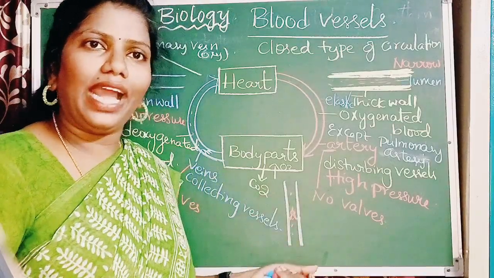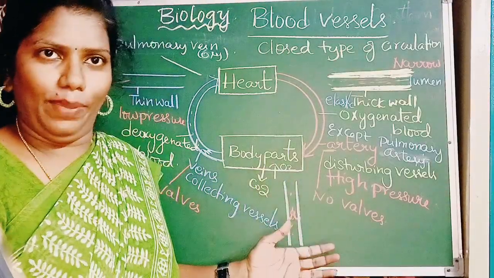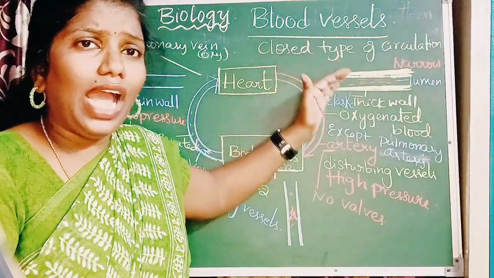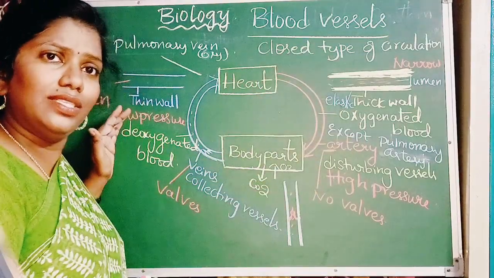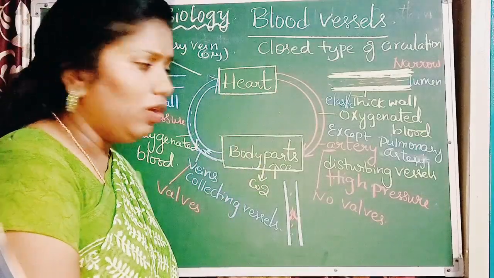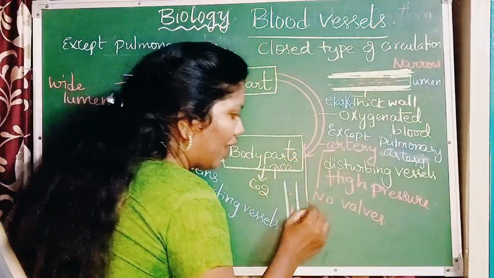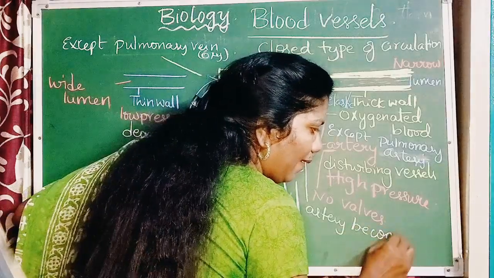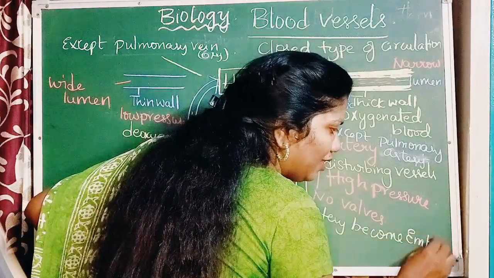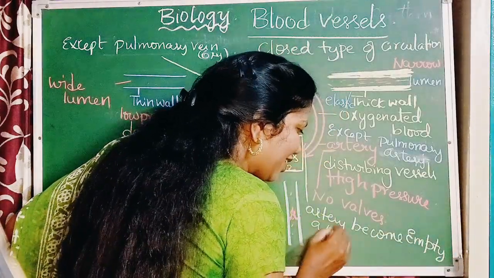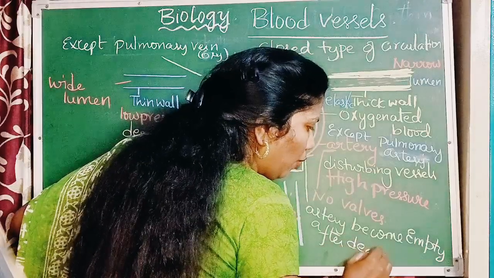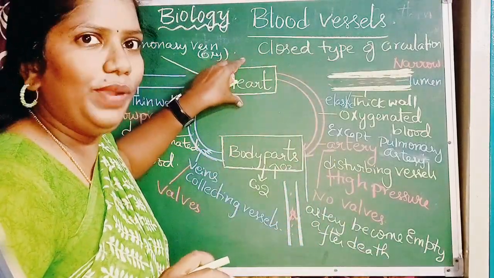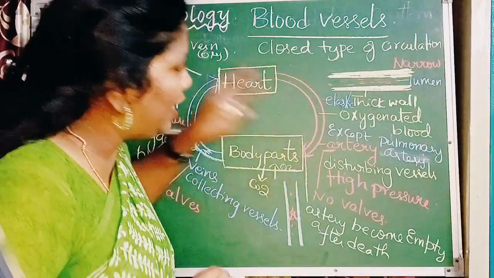When a person dies, one more difference. When a person is going to die, the entire blood is going to move into the veins. The arteries become empty. On death, arteries become empty. Why after death? Because the heart is going to stop beating. As it stops beating, no one is going to send the blood into arteries.